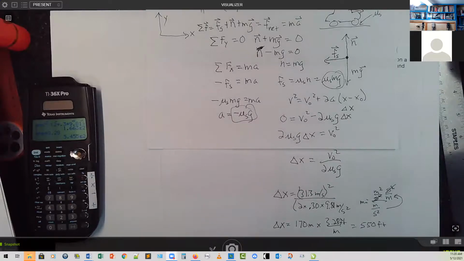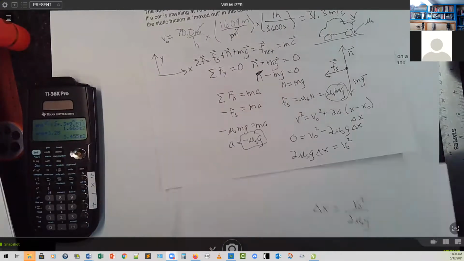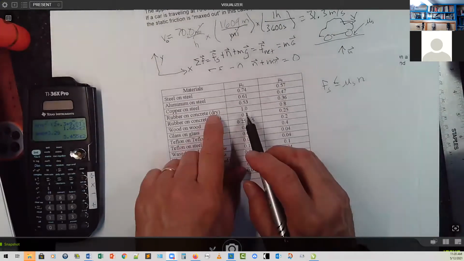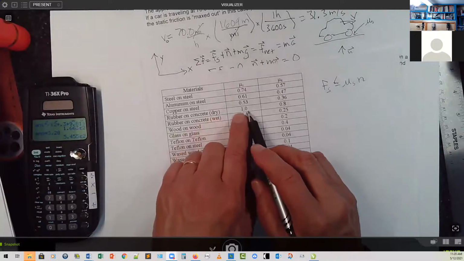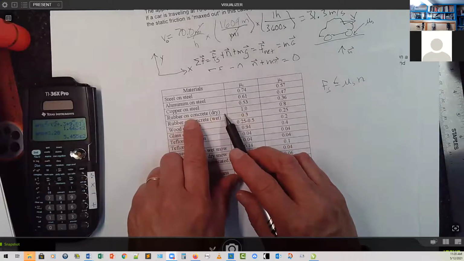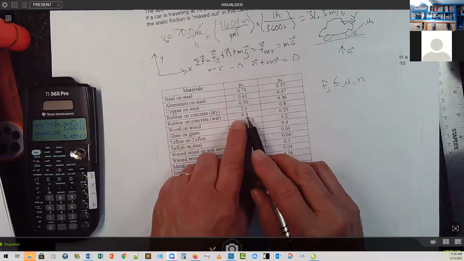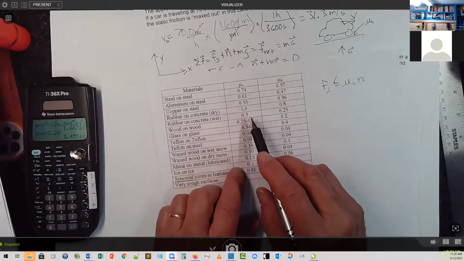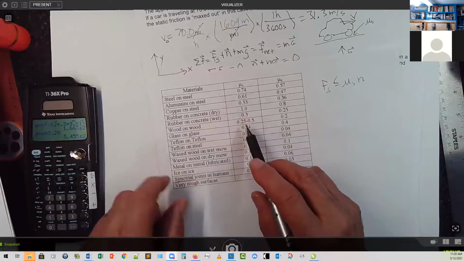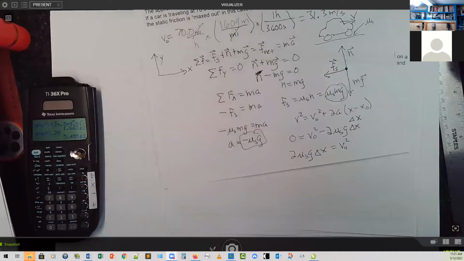So drive carefully. Now, if I go back to the sheet, here's the one that had rubber on concrete, dry. The coefficient of static friction is 1.0. This is for new good tires. If you have worn tires, the coefficient of friction between them and the road drops to about what it is for rubber on wet concrete instead. And I don't have rubber on ice, but it's smaller still. So, gotta be careful driving.